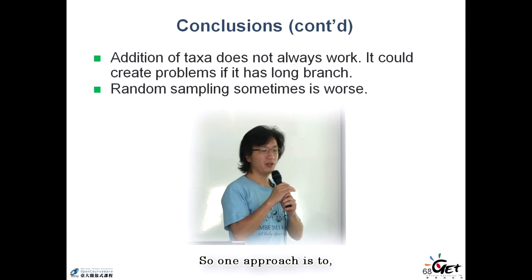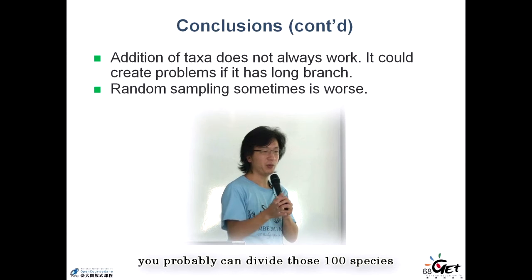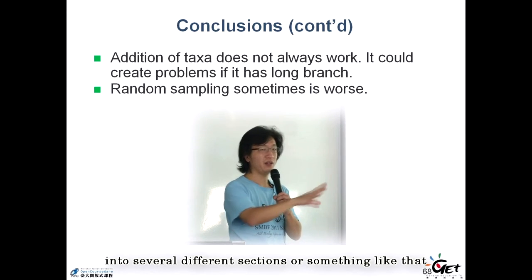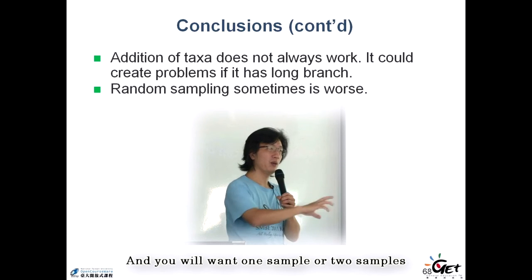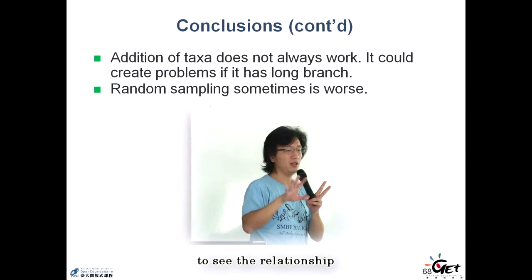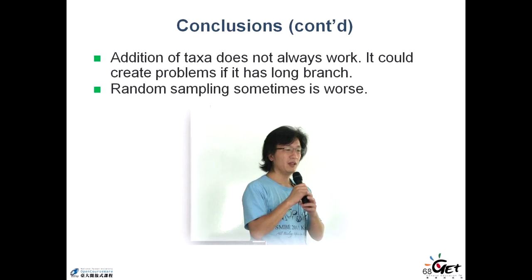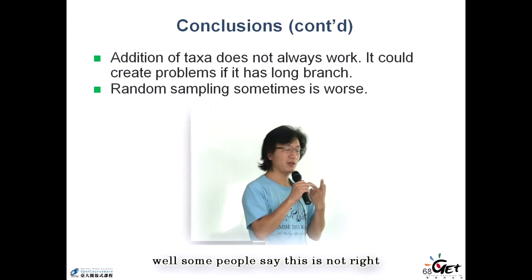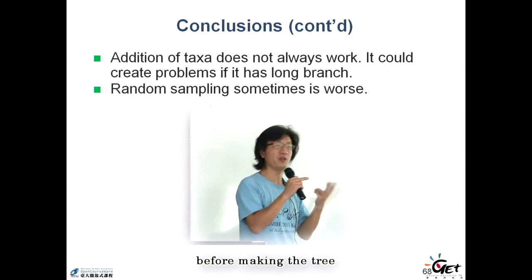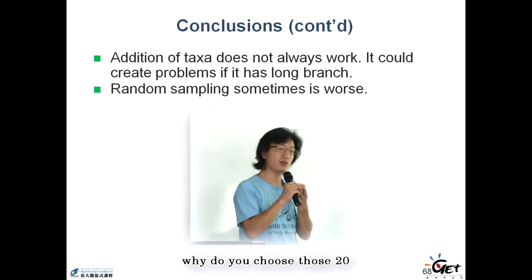So one approach is, if you really know those plants well, you probably can divide the 100 species into several different sections or something like that. And you will want one sample or two samples from each of the sections, and then see the relationship among those 20 taxa you chose. But some people say this is not right because you are making judgments before you're making the tree. Since you are not sampling all of them, why do you choose those 20?